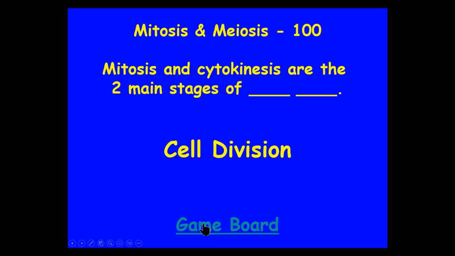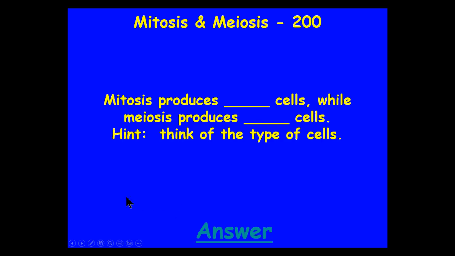Cell division. Mitosis produces blank cells, while meiosis produces blank cells. How do we categorize those types of cells?